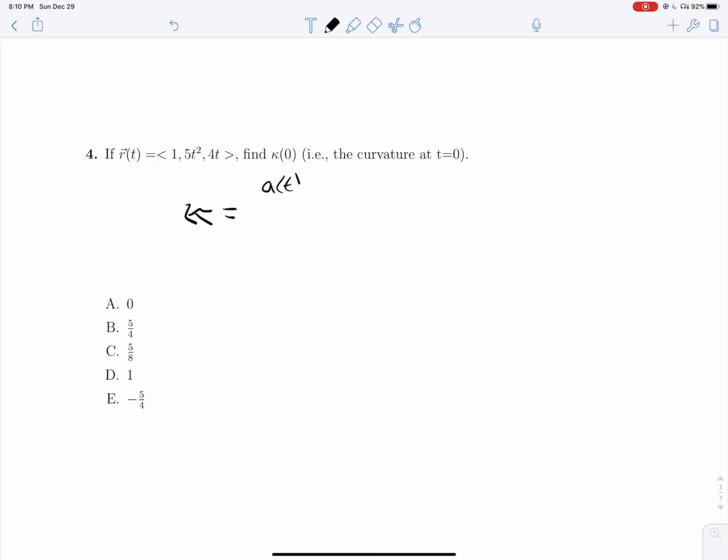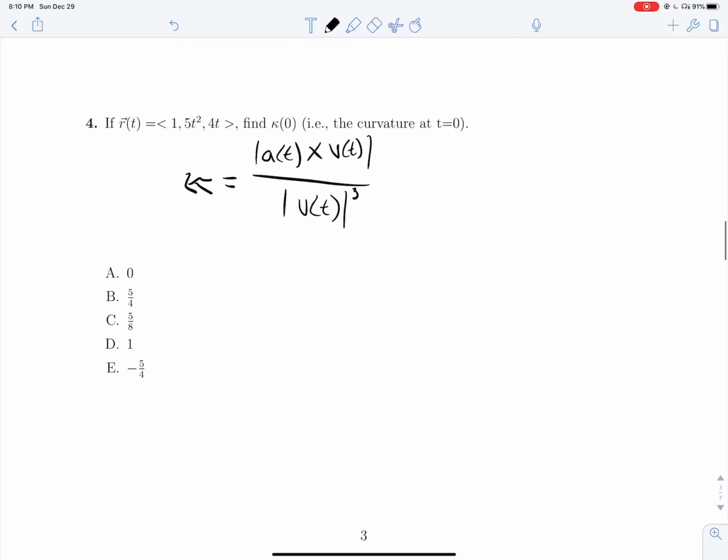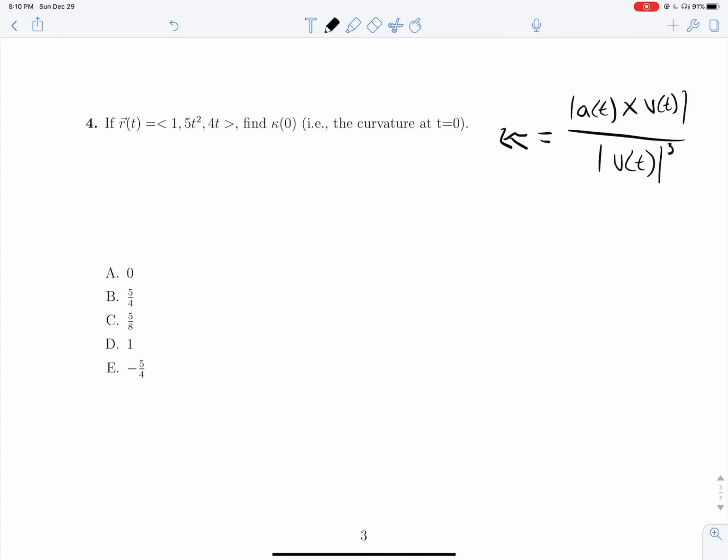the magnitude of a of t cross v of t, over the magnitude of v of t cubed. This just seems to be the easiest one for me. If you can cross product things quickly, it's no problem at all. So we know that a of t and v of t are going to be our derivatives of r of t. And in fact, I'm going to move our equation over here so we have space.